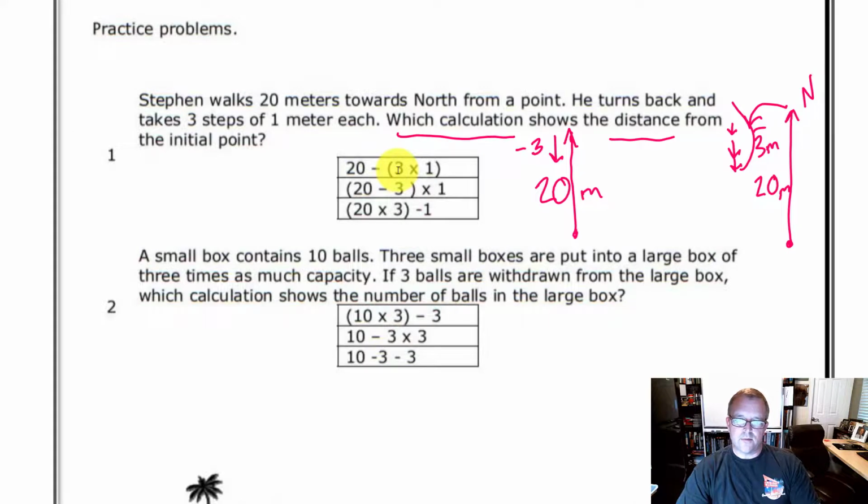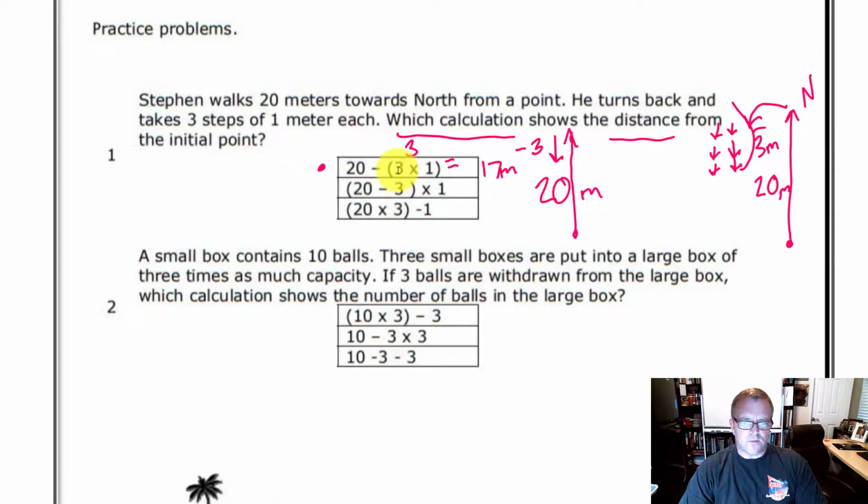All right, which one shows that? It looks like this one shows it. 20, right? Here's our 20 meters of distance that we walk. Then we subtract 3 times 1, which is these 3 meter steps back, right? We go back 3 steps that are a meter each. So this one shows it. What would this equal? 3 times 1 is 3. 20 minus 3 equals 17. And we know the units would be meters, even though they didn't write it.